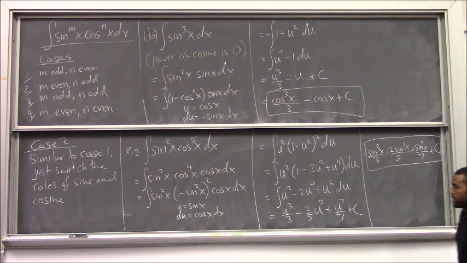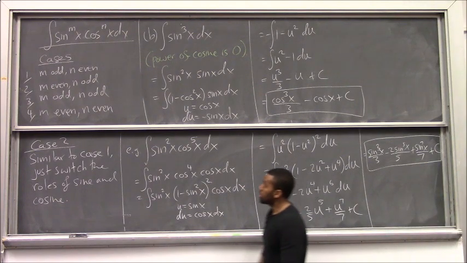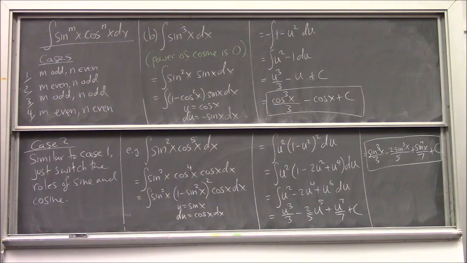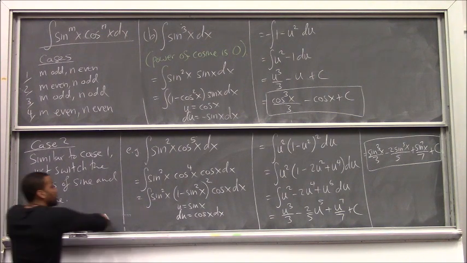Right, so similar idea. If one is odd and one is even, you save one of the odd ones, change the trig function to the other one using the Pythagorean identity, and then it brings you into an easy u-sub case. What if they're both odd?